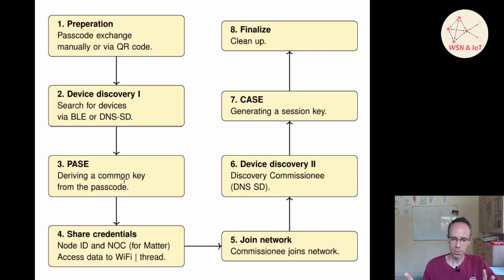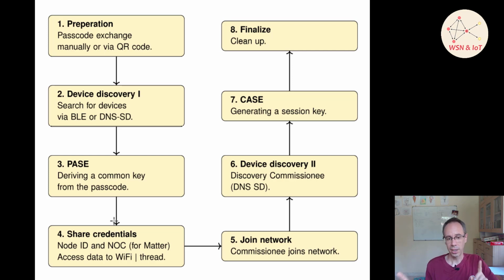Doesn't mean something different than just generating from the passcode a common key for the communication between the commissionee and the commissioner. The commissionee is the one which we want to commission, and the commissioner is the commissioner. And we generate a common key without sending the passcode. This procedure is called PACE. So we are always sending part of the encryption, the other we exchange them, but not directly as the passcode.